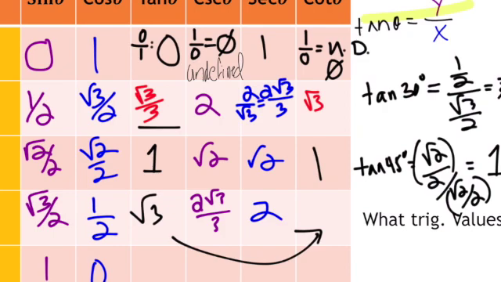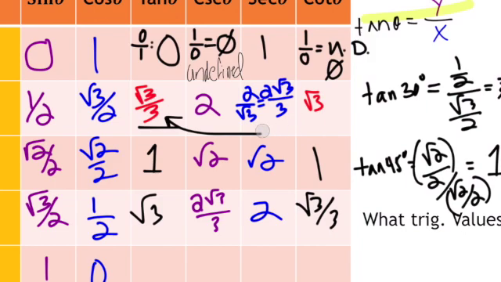Then we flip radical 3 to get the cotangent. But you know what? We've actually already seen it here. If I get radical 3, its flipped version is radical 3 over 3. Perfect.